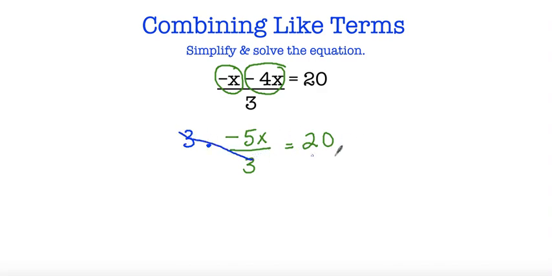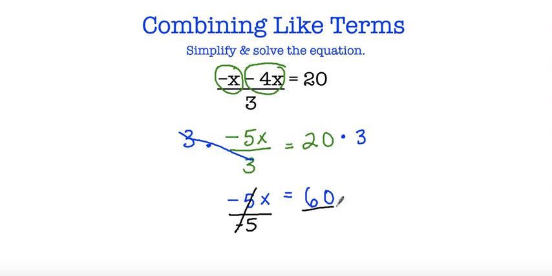And that cancels out. And remember, whatever we do on the left side, we have to do on the right side. So now we're left with negative 5x is equal to 20 times 3, which is 60. And remember, we want the x by itself, so negative 5 times x is equal to 60. In order to get the x by itself, we do have to divide both sides by negative 5.